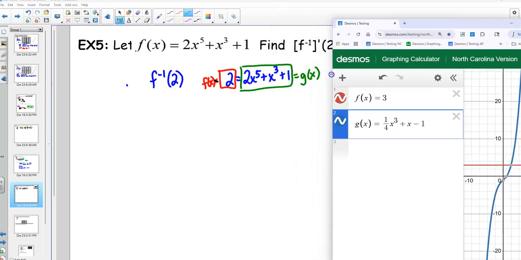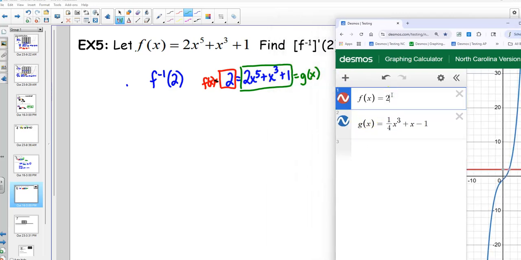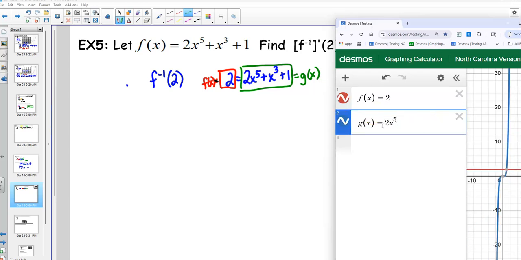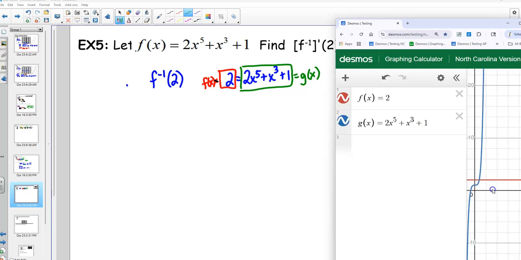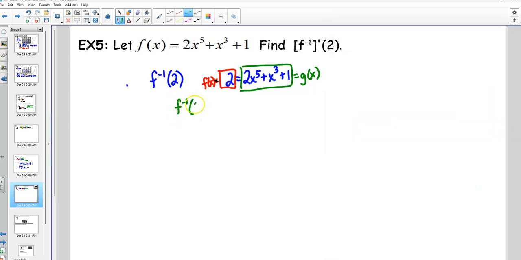So if I do f of x equals 2, g of x equals 2x to the 5th plus x to the 3rd plus 1. I'm looking for where these cross right here. Oh, gracious, you're definitely going to need the calculator on this one. Typed everything in right, didn't I? Yep. 0.7704. So f inverse of 2 is 0.7704.